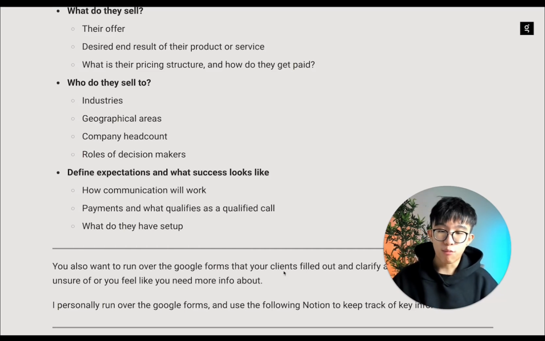I want to understand what payments look like. Are we billing at the end of every week, every bi-weekly? What does that look like? And what constitutes a qualified call? So obviously, if you're selling a performance model, so the setup fee plus pay per qualified call, there's a bit of a gray area in terms of what qualified looks like. So you want to talk about that with your client and establish what that looks like.